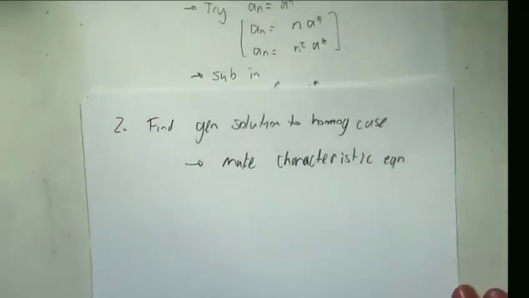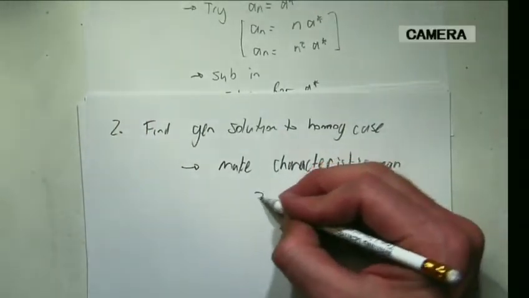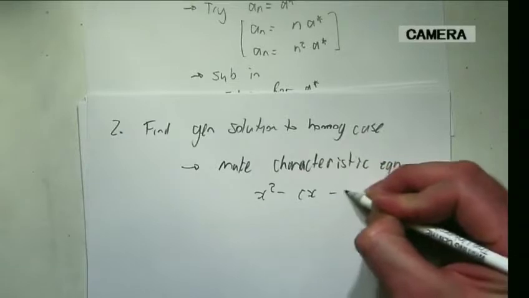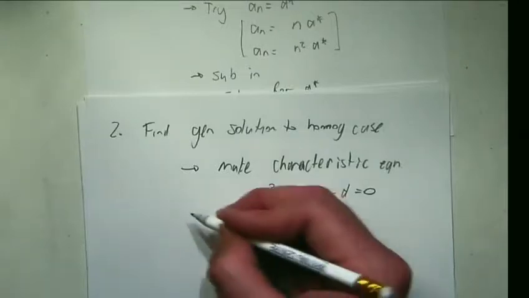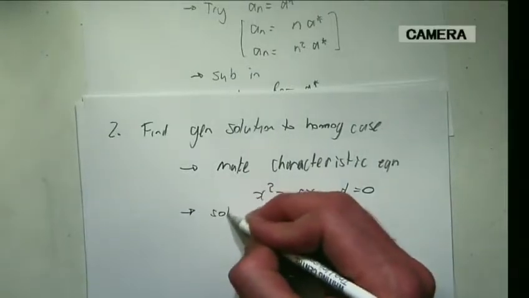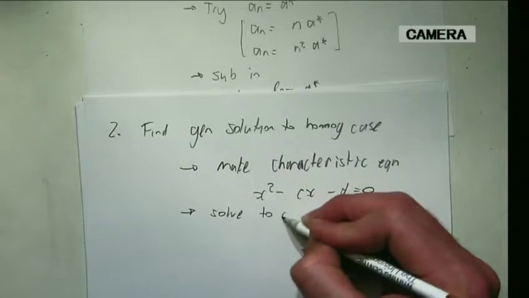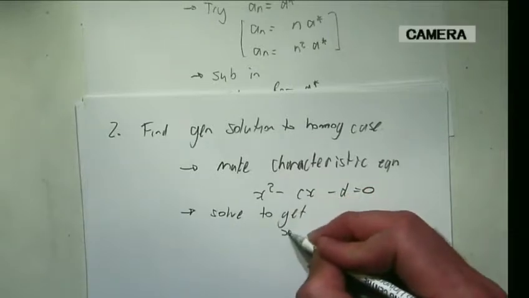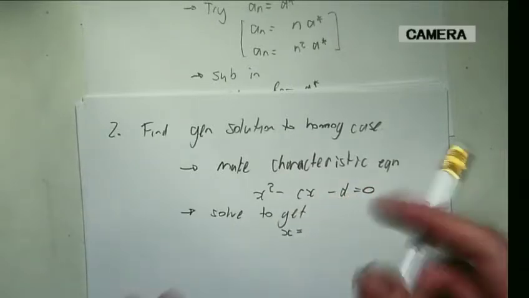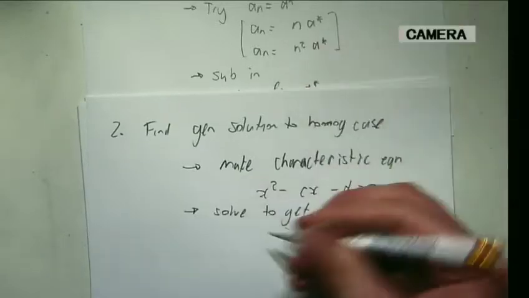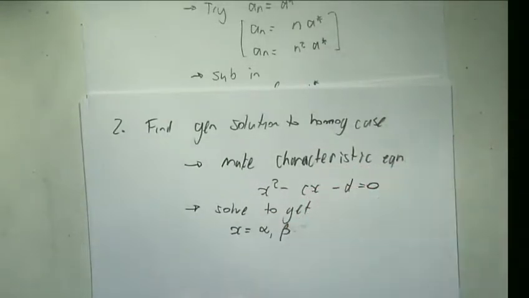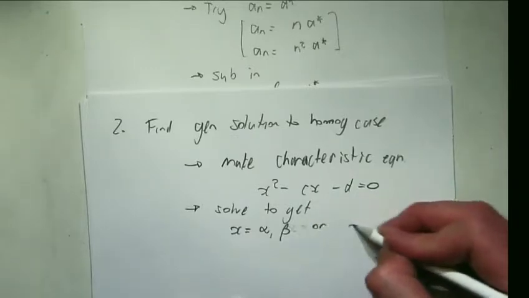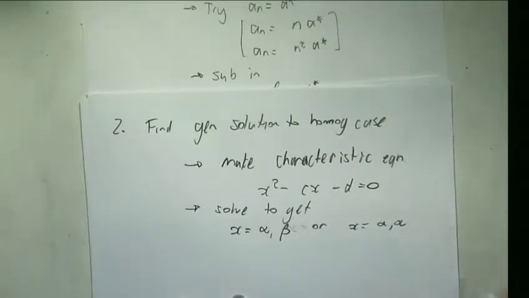So make the characteristic equation, which will be x squared minus cx minus d equals 0, and solve it. Your options are that it's either going to come out to x equals alpha and beta, or x is alpha and alpha.